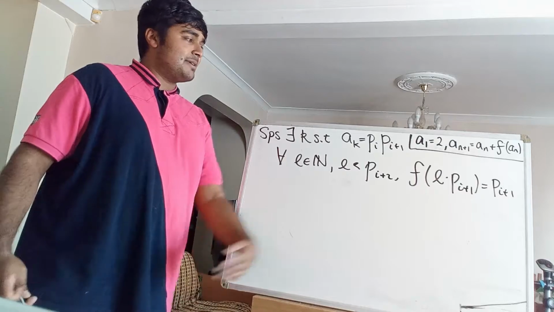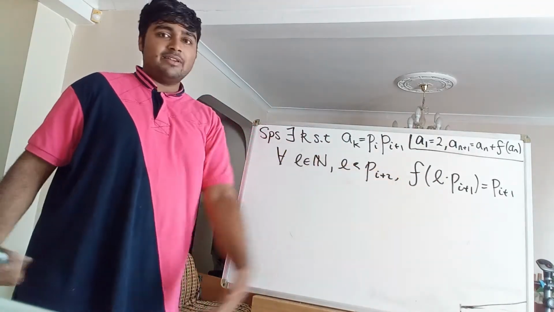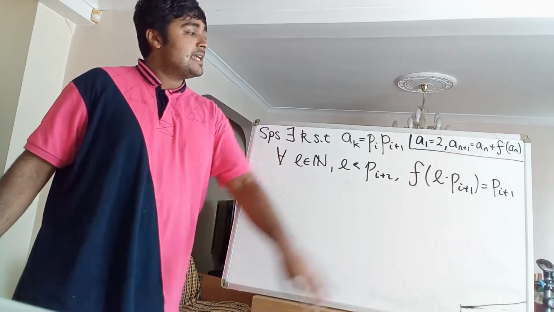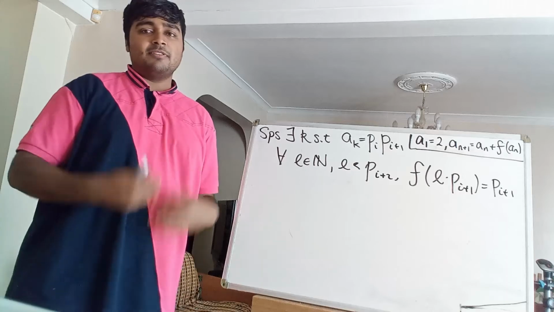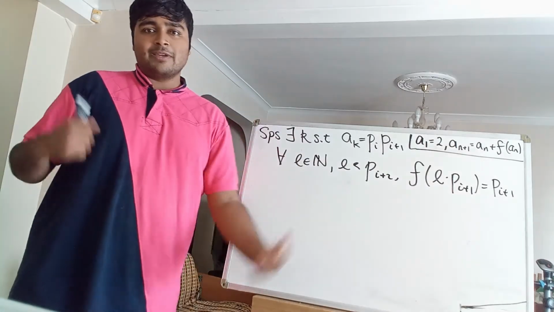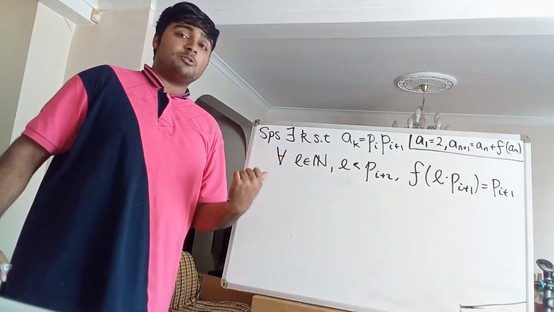Hopefully that's quite clear to see because this guy here clearly has a factor of p_{i+1}, so f of it is going to be at least p_{i+1}. Its biggest prime factor is going to be at least p_{i+1}. But it's clearly not going to have any prime divisors bigger than or equal to p_{i+2}, because otherwise L would have to be bigger than p_{i+2}, which is not the case. So f of L times p_{i+1} equals p_{i+1}.